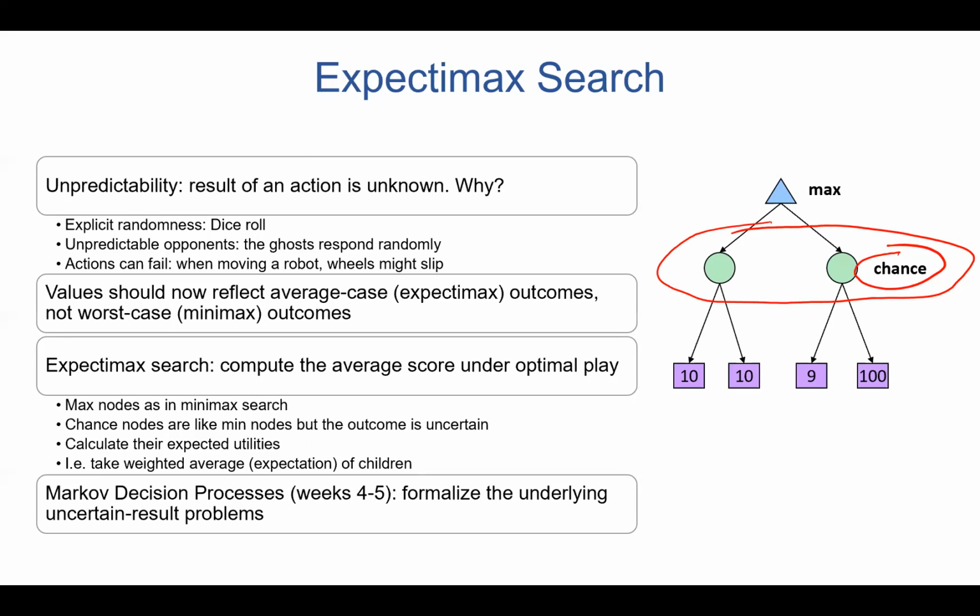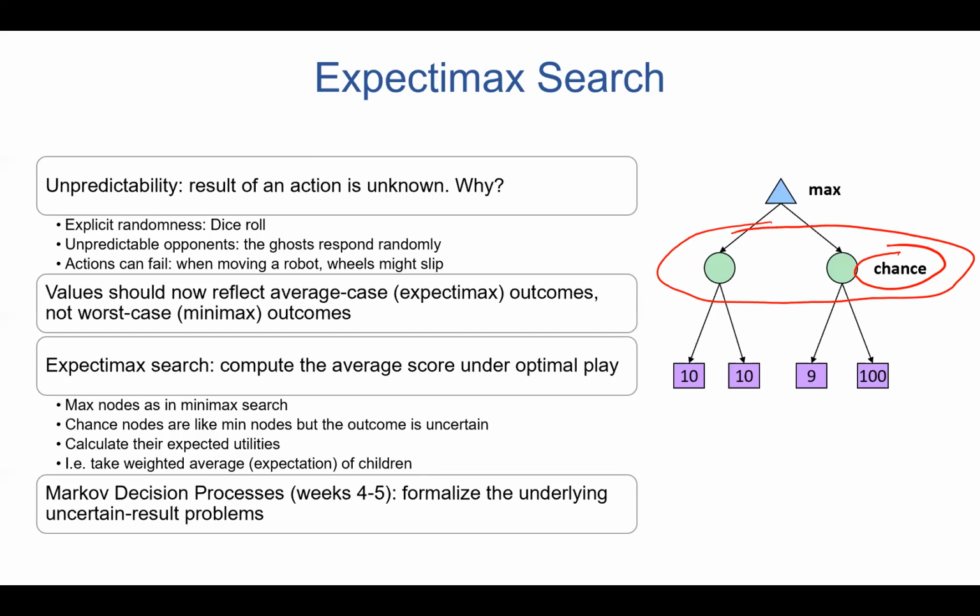As we just said, if your robot is moving from one location to another, going to its destination, there might be a chance that it might face an obstacle in its shortest path. Then it will have to change its path. There might be a chance that the wind might blow it away from the actual direction that it has to take, right? So actions can fail too. So the values in Expectimax should reflect the average case, not the worst case.